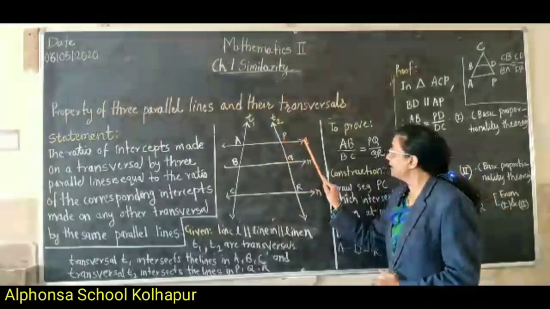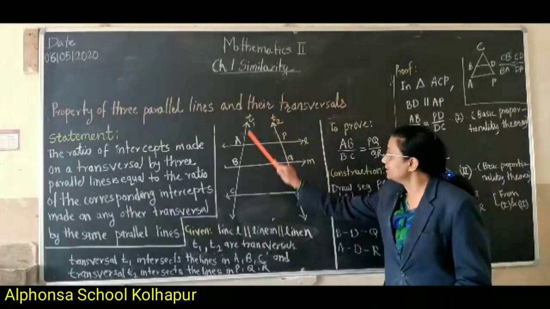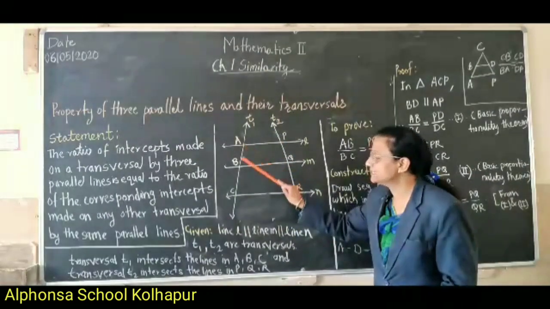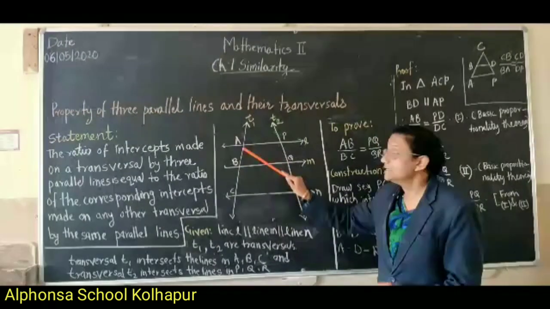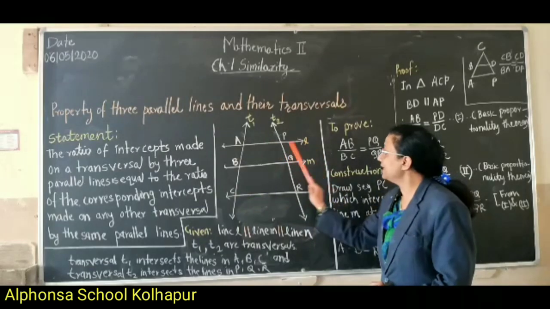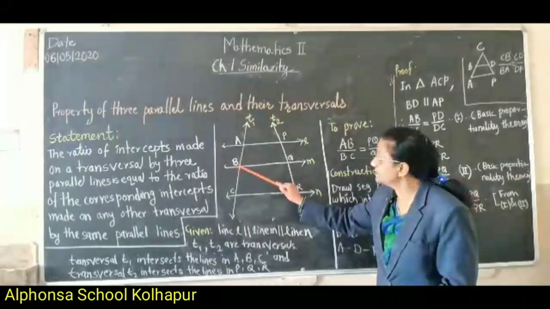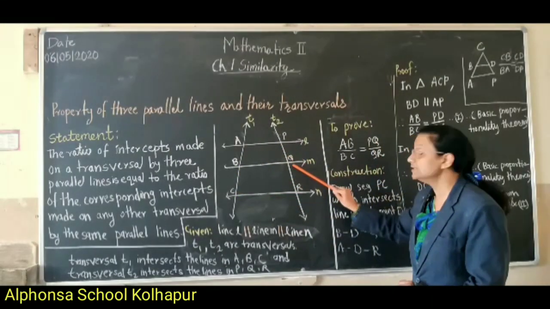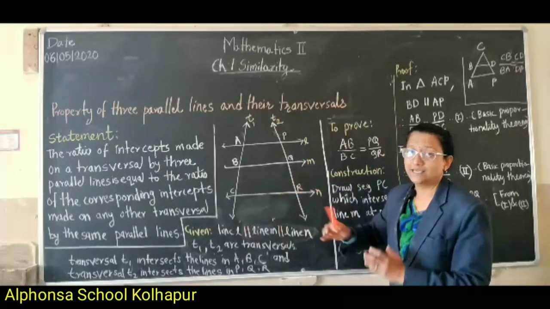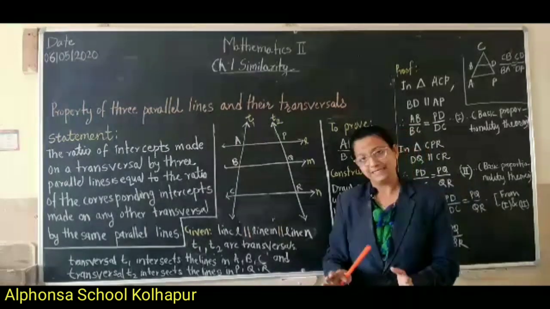See here, lines L, M, N are three parallel lines, and T1 and T2 are the transversals. This is the first intercept. What is an intercept? This is the segment of a transversal made by two parallel lines. Understood? So this is the first intercept AB, this is the second intercept, this is the third intercept, this is the fourth intercept. The ratio means AB upon BC is equal to PQ upon QR. This we have to prove in this property.